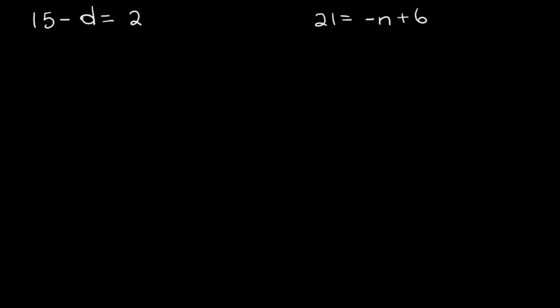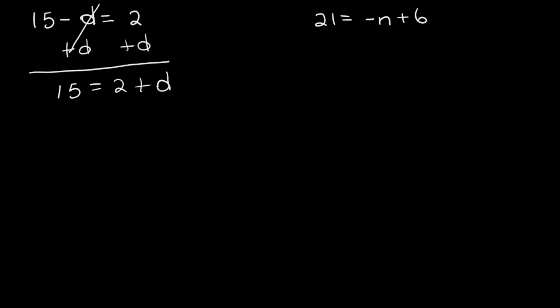So to find d, we need to add d to both sides as before. So this cancels, and this becomes 15 is equal to 2 plus d. Then we need to subtract 2 from both sides. Take our d down. This becomes 0, and 15 minus 2 is 13. So d is equal to 13.